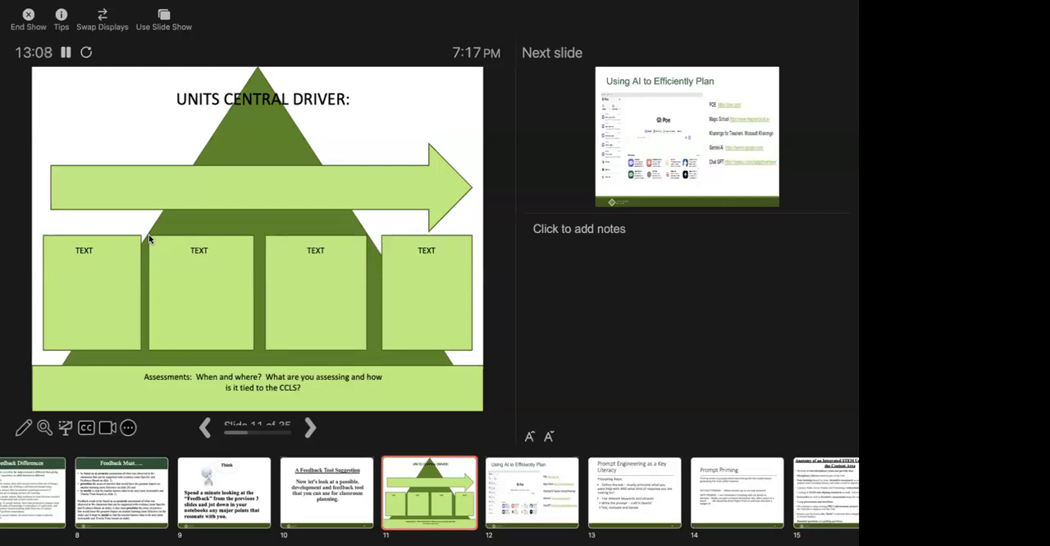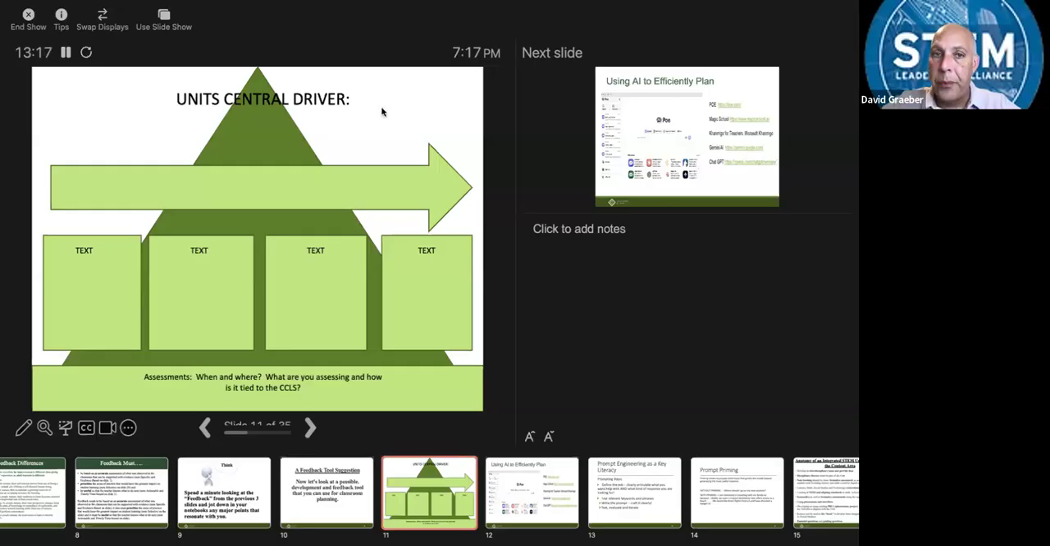David, sorry, there was a question about whether you need to be an expert in curriculum to provide feedback to other colleagues. No, you do not. What you need to be an expert in is understanding the content. Thank you for that question, because that's a really important piece.